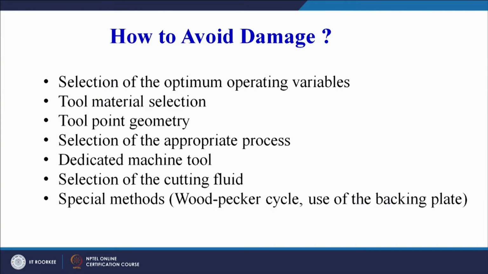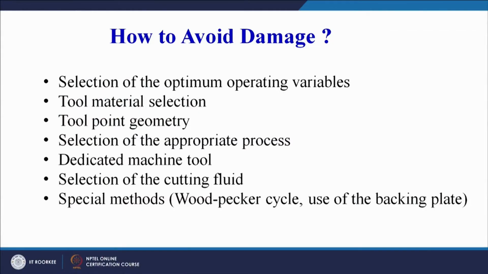It is not mandatory that we use the same geometries that we use for metals, because the conditions and requirements for making holes in composite materials are entirely different from those for metals. So tool geometry, tool material, cutting speed, feed rate, all these important variables we have to select, and only then will we be able to make a good quality hole in a composite material.